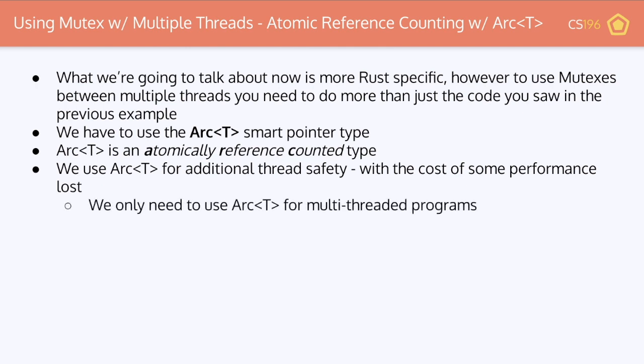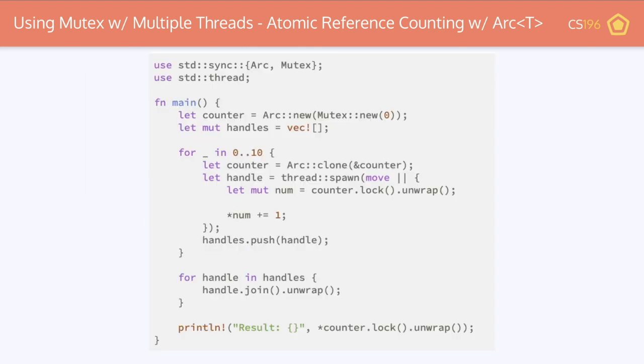And no, we only have to use Arc for multi-threaded programs, because if we have a single-threaded program and we use Arc, we're just losing performance for thread safety, which is not needed because we have just one thread. All right, so let's look at this code here and walk through it.